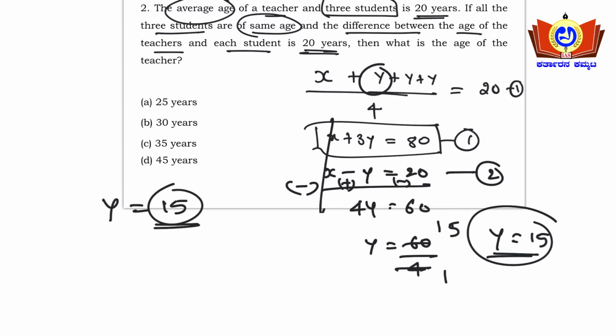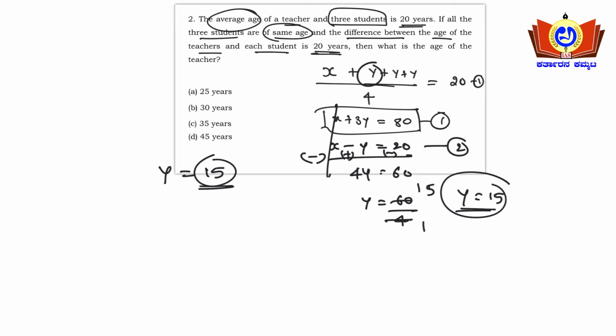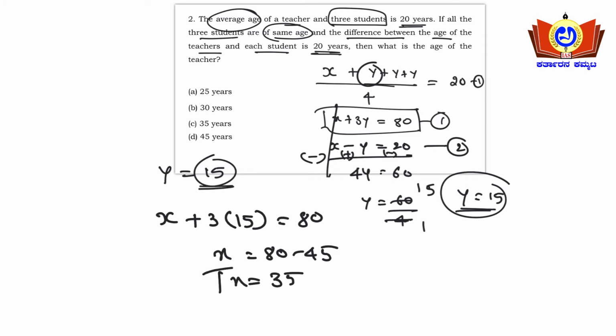The question asks what is the age of the teacher. Substitute in any equation, my dear friends. X plus 3 into 15 equals 80. 15 twos are 30, 15 threes are 45, so X plus 45 is 80. X will be 80 minus 45, which is 35. So X will be 35 years, according to equation 1. You can also substitute in equation 2. X minus Y, that is 15, equals 20, so X will be 20 plus 15, that is 35 here.